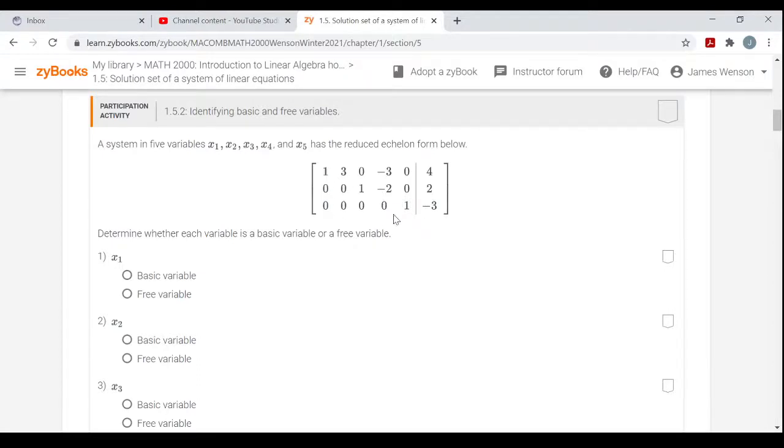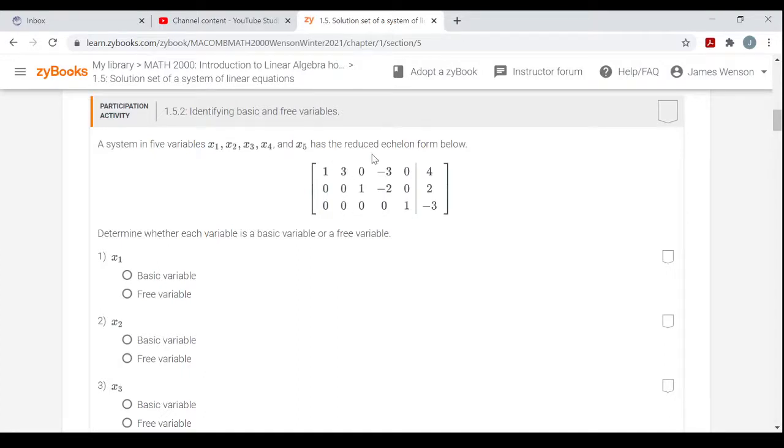So looking at this system, look at the coefficient matrix right to the left of the bar. It's in reduced echelon form, right? So it's in echelon form. Where are the pivots? The pivots are those leading terms, 1, 1, and this one here. What columns do they show up in? This leading term is in the first column. This leading term is in the third column. And this leading term is in the fifth. So x1, x3, and x5 would be the basic variables.